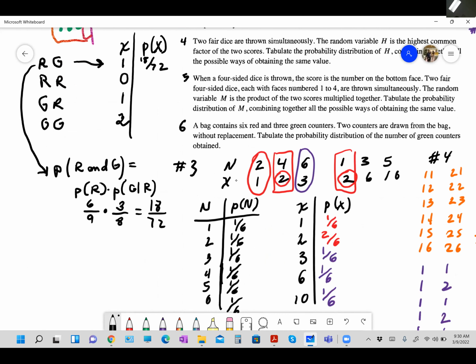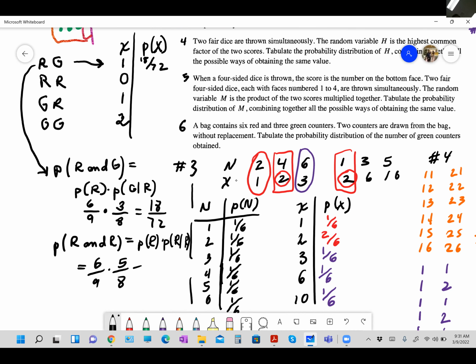What's the probability of red and red? Well, the probability of red times the probability of red given red. The probability of red is 6 out of 9. The probability of another red given you got a red is 5 out of 8. That's 30 out of 72. Got it?